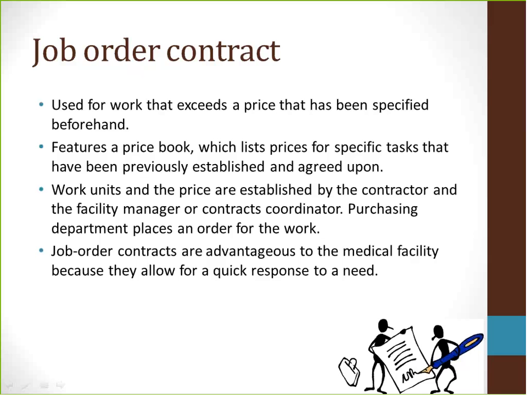The major use for a job order contract is for work that exceeds a price that has been specified beforehand. The job order contract features a price book, which lists prices for specific tasks that have been previously established and agreed upon. When work is to be done under the contract, the number of work units and the price are established by the contractor and the facility manager or contracts coordinator. Then purchasing places an order for the work. Job order contracts are advantageous to the medical facility because they allow for a quick response to a need.